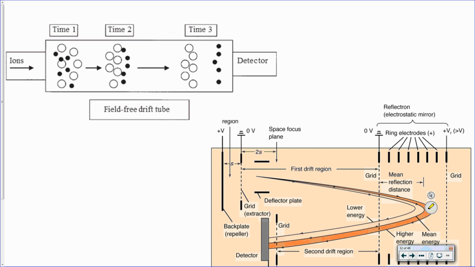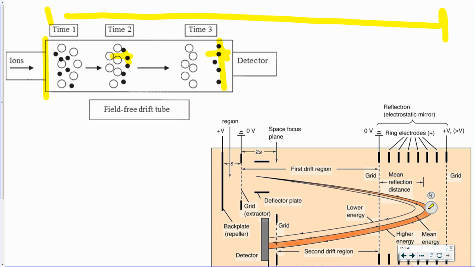So here's the simple concept. You create ions, and they start running down this tube. The ions that are the lightest are traveling the fastest, and at some point these lighter ions are going to strike the detector first. So the idea is that the longer the tube, the further I let them travel, the better my resolution.